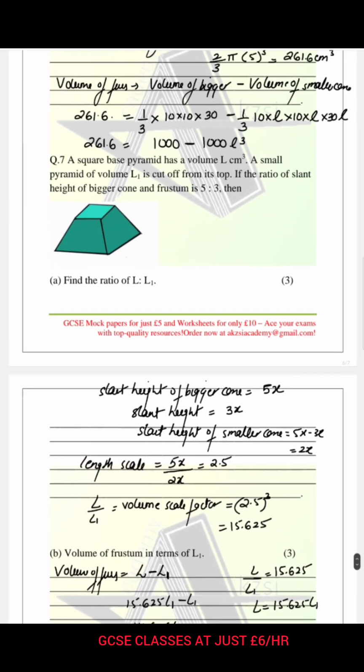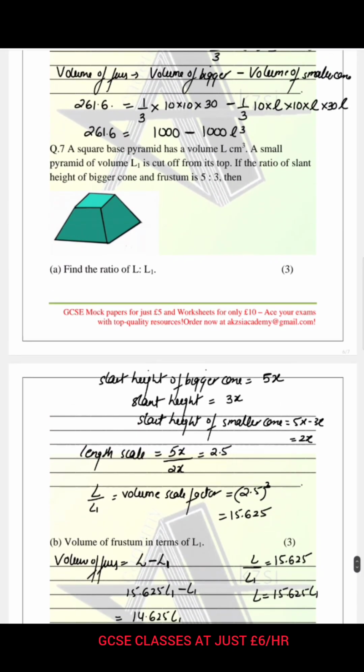So that's it for today. That was all about the frustum of pyramids.